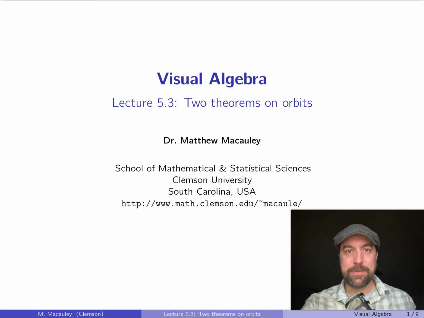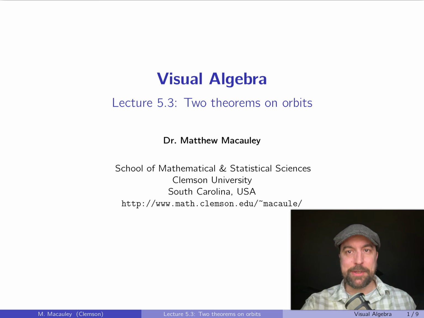Welcome to Visual Algebra Lecture 5.3, Two Theorems on Orbits. If a group G acts on a set S, then the larger the stabilizer is of a particular set element, the smaller the orbit should be, because there are fewer group elements to move it. This qualitative observation can be made precise via a hallmark result called the orbit stabilizer theorem.